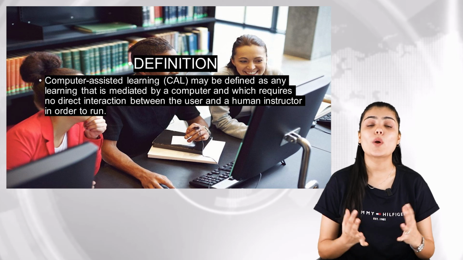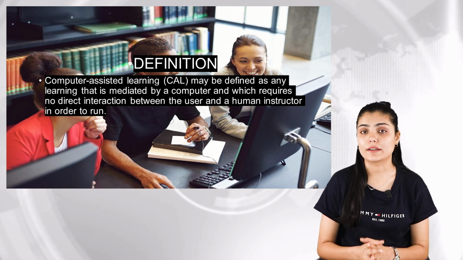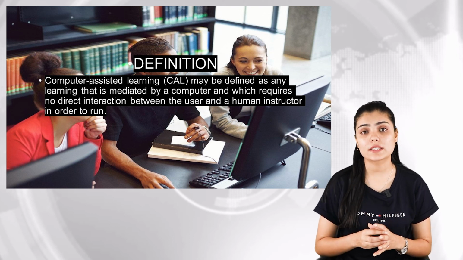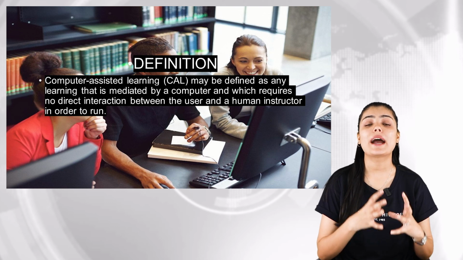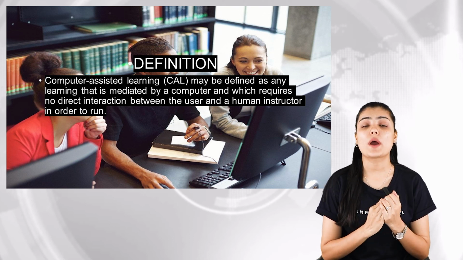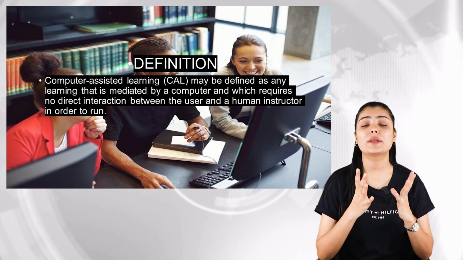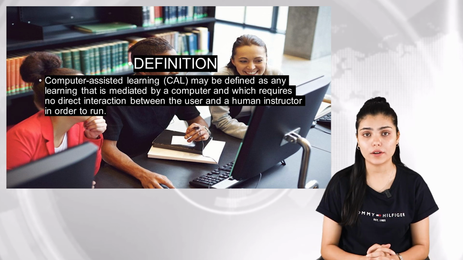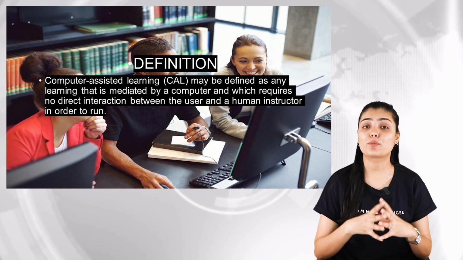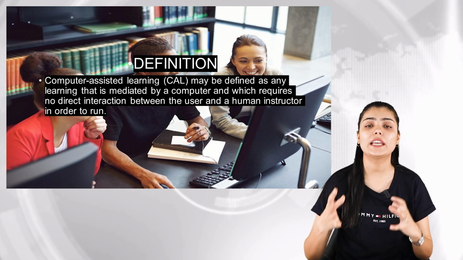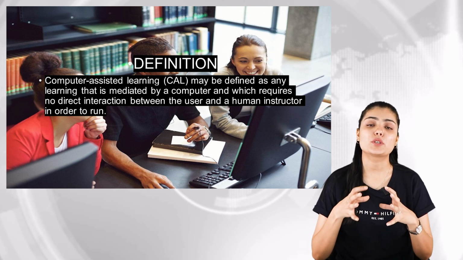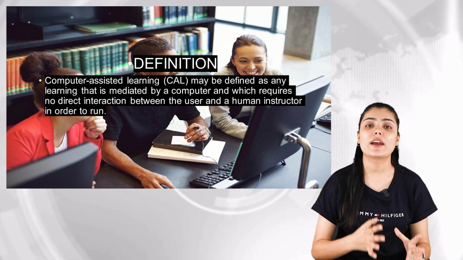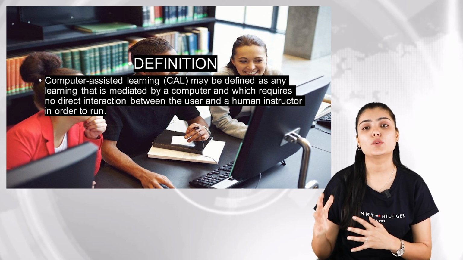So now let us see the definition of computer assisted learning. Computer assisted learning may be defined as any learning process which is mediated by a computer, which requires no direct interaction between a human instructor and the user for the process to occur. So computer assisted learning is a way of learning in which there is no interaction between the user or the learner and a human instructor. It is the computer which provides the instruction or the learning to the learners, right?